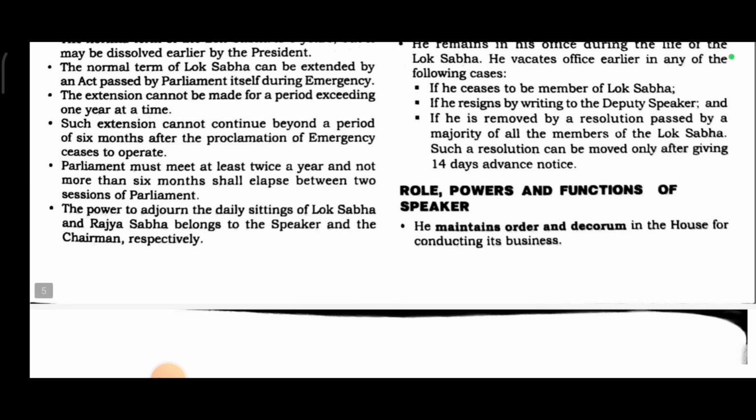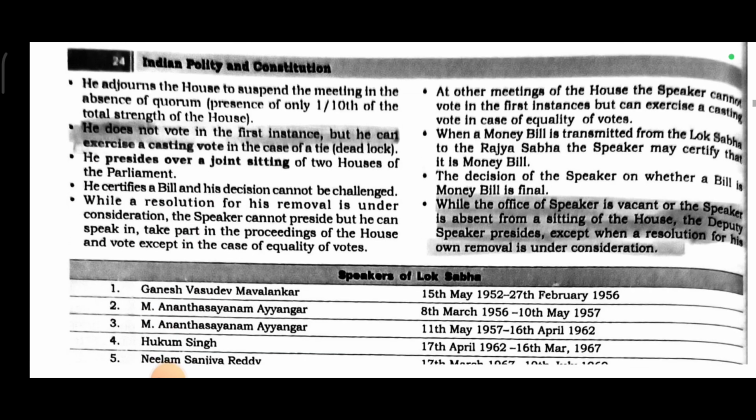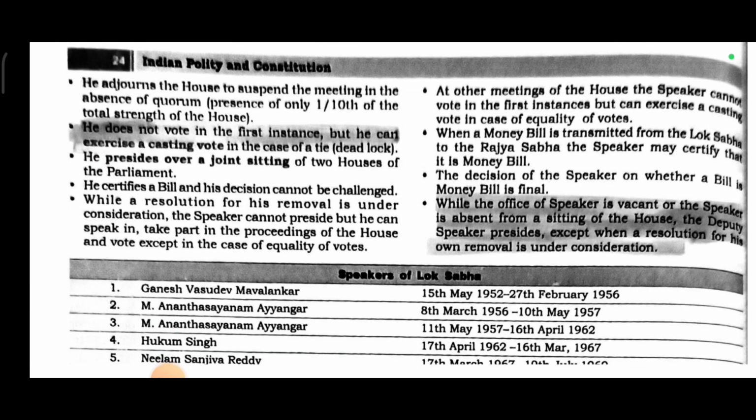Role, powers, and functions of the Speaker. He maintains order and decorum in the House for conducting its business. He adjourns the House or suspends the meeting in the absence of quorum, which is the presence of only 1/10 of the total strength of the House. He does not vote in the first instance, but he can exercise a casting vote in case of a tie. He presides over a joint sitting of the two houses of Parliament. He certifies a bill and his decisions cannot be challenged.